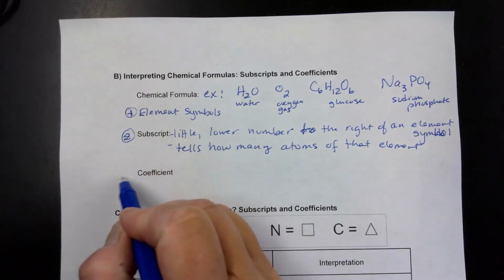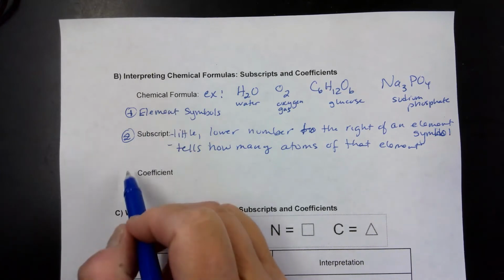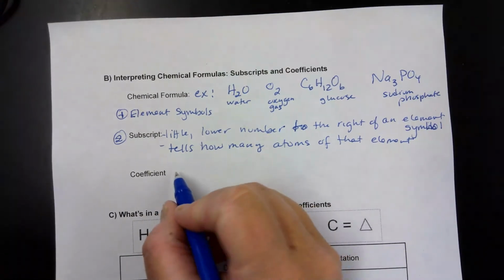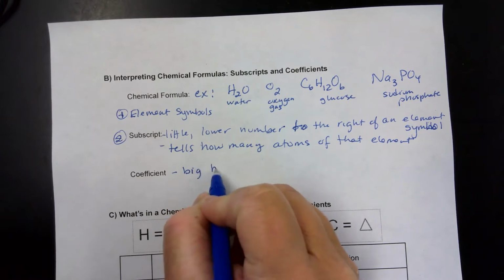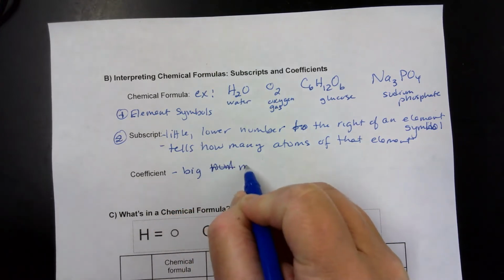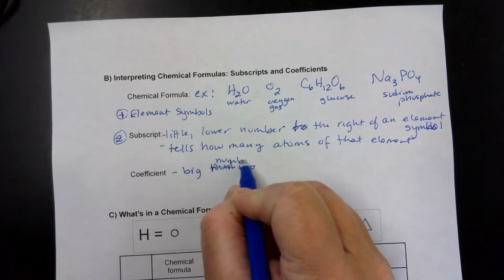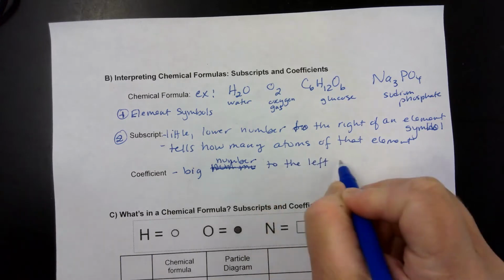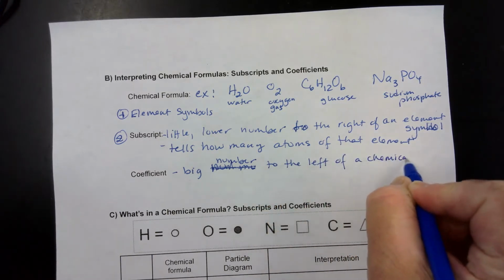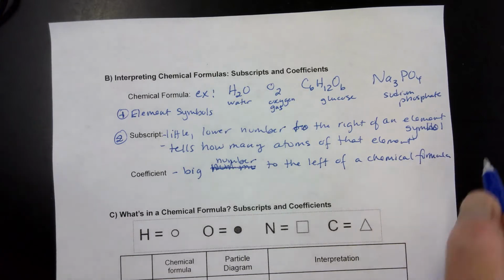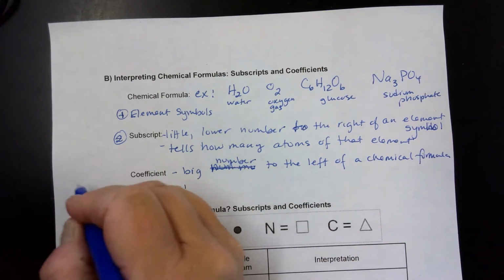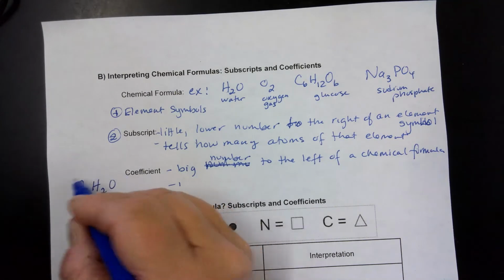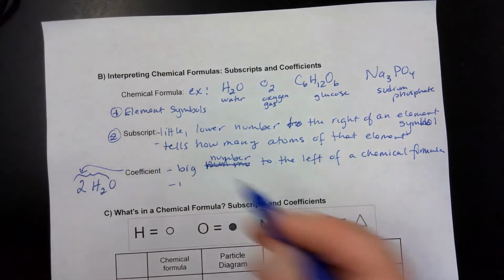Now, a coefficient, I'm not going to put this as number 3 because not all chemical formulas will have coefficients in front of them, but we do need to talk about them. Sometimes you're going to see a big number. Oh my goodness. Spelling is hard today. The big number that is to the left of a chemical formula. For example, you might see something like 2 in front of the H2O. Okay, so that's an example of the coefficient.